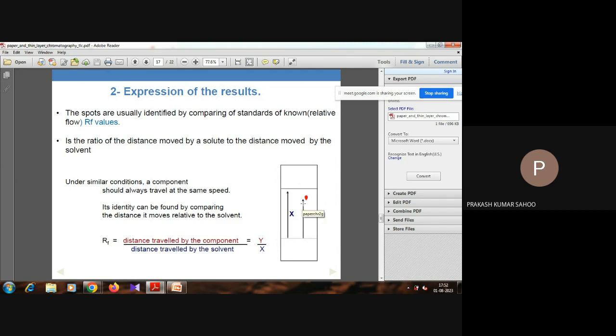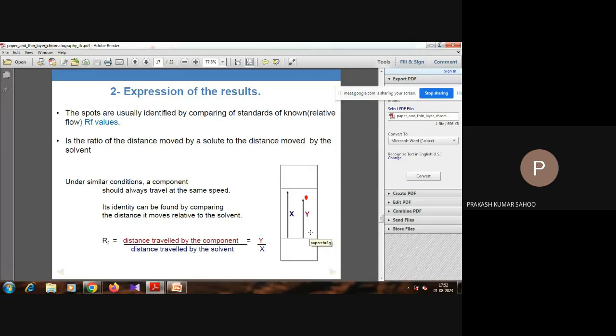Similarly, if the RF value is close to 0, that means this is the 0 line where the RF value is 0. If it is close to 0, that means the component is a polar component, and it will cover a minimum distance depending upon its polarity. The more the polarity, the more the interaction or attachment to the stationary phase, and the lesser will be the distance covered by the component.